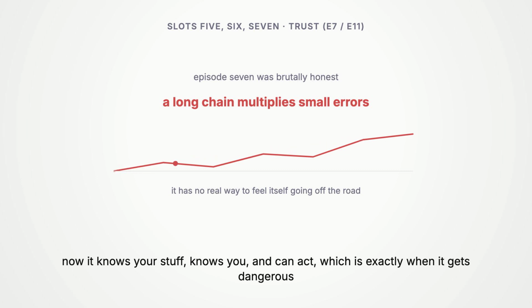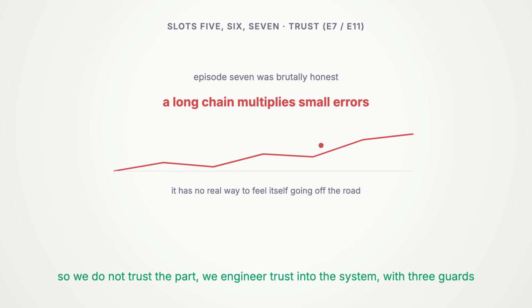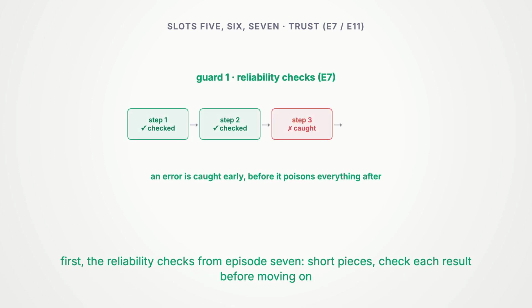Because episode 7 was brutally honest with us. A long chain of steps multiplies its small errors until the whole thing quietly drifts wrong, and the model has no real way to feel itself going off the road. So we do not trust the part. We engineer trust into the system around it with 3 guards. First, the reliability checks from episode 7. Break the job into short pieces and check the result of each piece before moving on, so an error gets caught early instead of poisoning everything after it.